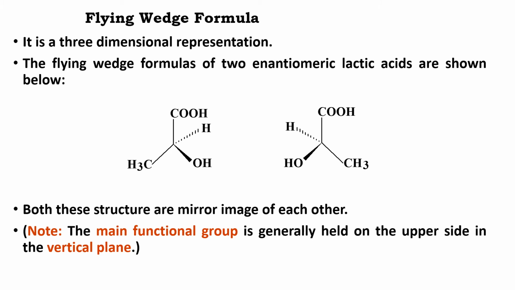See here, we are representing lactic acid using flying wedge formula. These two are the enantiomeric forms. One is L-lactic acid and another is D-lactic acid. See here, this OH representation shows it is projecting towards the viewer, or above the plane of the paper, while this dotted line is projecting away from you. It is a tetrahedral structure. So its mirror image is the other enantiomer.